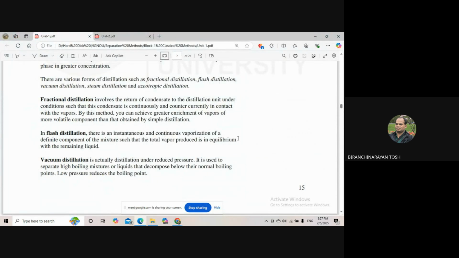Vacuum distillation is actually distillation under reduced pressure. It is used to separate high boiling mixtures or liquids that decompose below their normal boiling point. Low pressure reduces the boiling point. As you know, if you decrease the pressure, the boiling point will decrease. So if any compound decomposes at its boiling point or just near to its boiling point, how do we separate that fraction? Then we use vacuum distillation, so that when you reduce the pressure, the boiling point decreases, and the compound will not decompose.